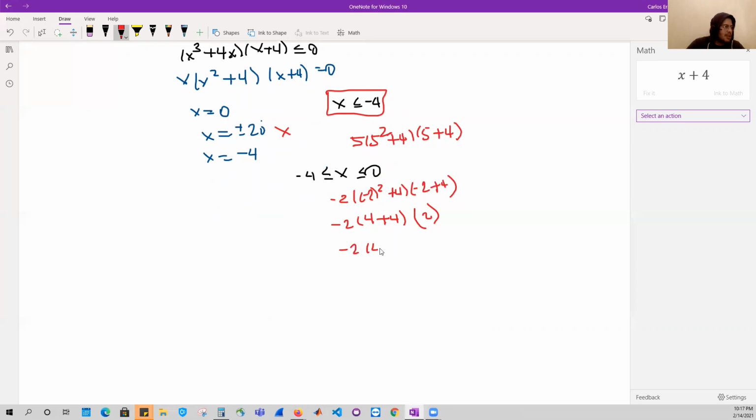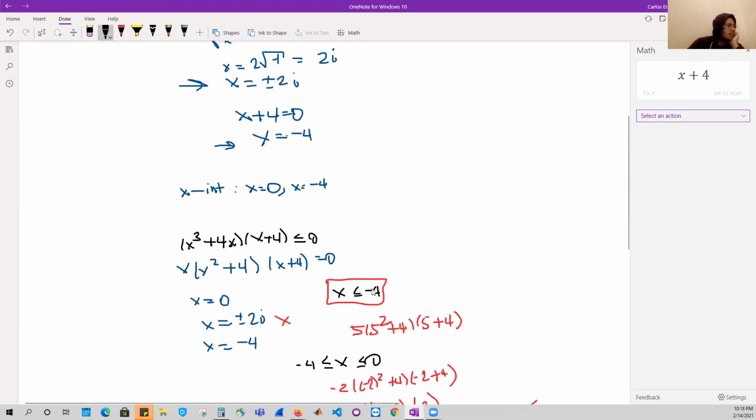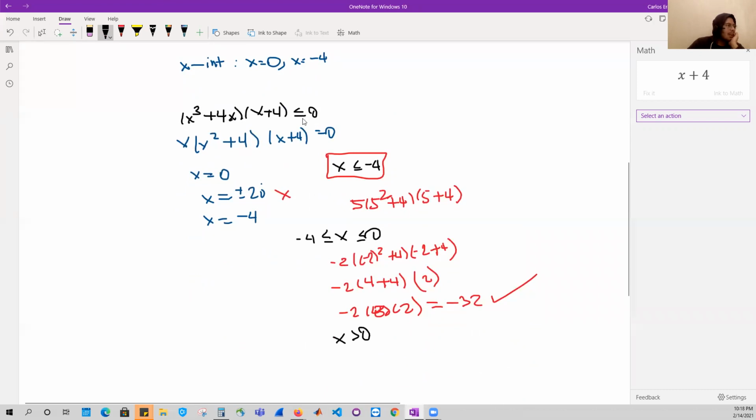-2 times 8 times 2 is going to be -32, and that is less than 0. So that means that this value is checked. And finally, for any value larger than 0, x larger than 0. See how I'm not including 0 in here, because originally the inequality stated that 0 was also included in the solution.